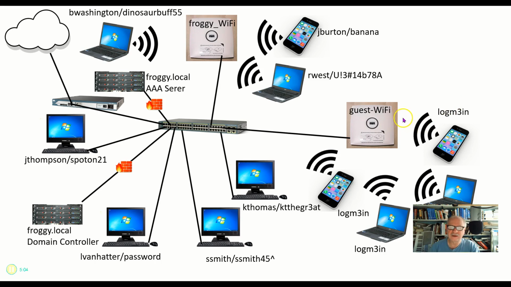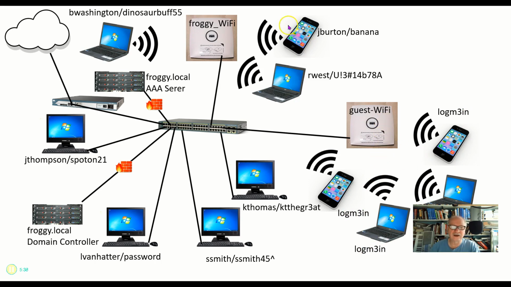Well, there is another way that we could do this. We could have a guest Wi-Fi, and so this is just an access point, and this is an access point, but notice they have two different names. This is guest-Wi-Fi. This is froggy_Wi-Fi. Two different SSIDs. So I've got two different wireless networks. Now these guys all log in to the wireless network with the same login. So you're sitting in the doctor's office and a sign on the wall says our guest Wi-Fi is, and then they give you the password for the guest Wi-Fi.